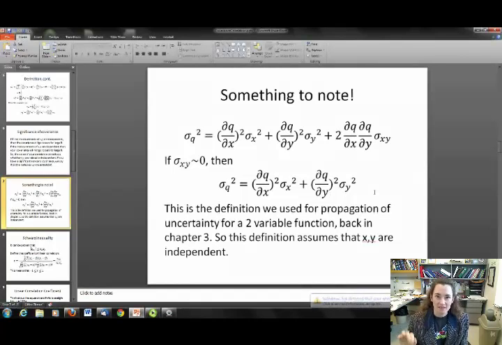So in that definition for the propagation of uncertainty for a multivariable function, there is buried the hidden assumption that your variables are independent of one another. If your variables are not independent of one another, then that propagation of uncertainty equation won't hold, and you have to go back to the one above it. Just something to think about.